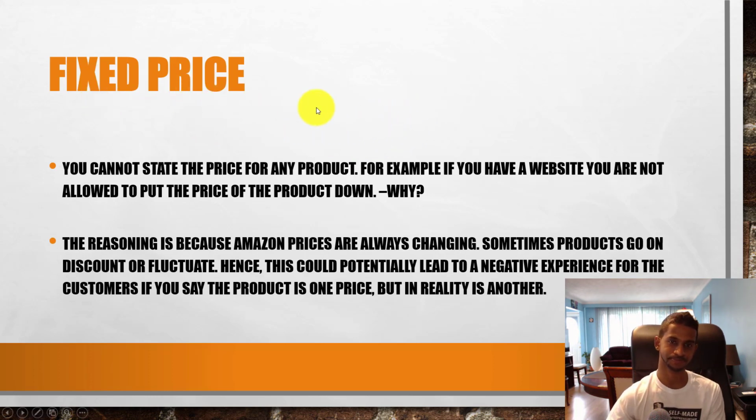Fixed price. You cannot state the price for any product. For example, if you have a website, you're not allowed to put the price of the product down. Why? The reasoning is because Amazon prices are always changing. Sometimes products go on discount or fluctuate, right? Hence this could potentially lead to a negative customer experience, because you said the product is one price, but in reality it's another. So never state a price when you're creating a website or whatever. You just want to have the product, but don't mention the price.